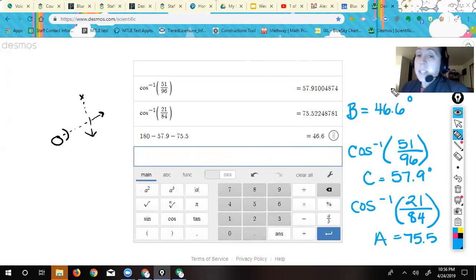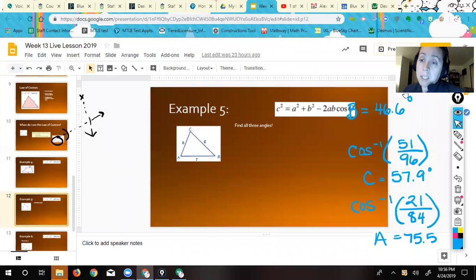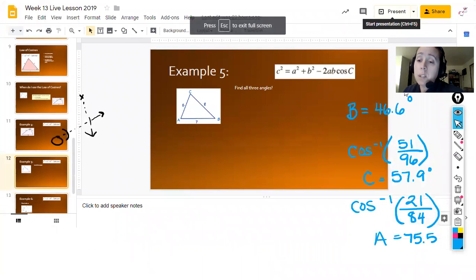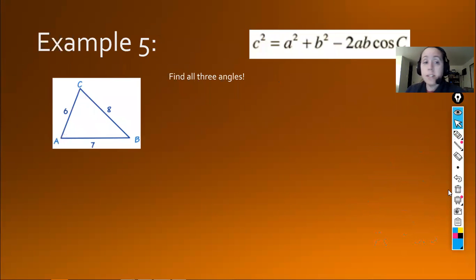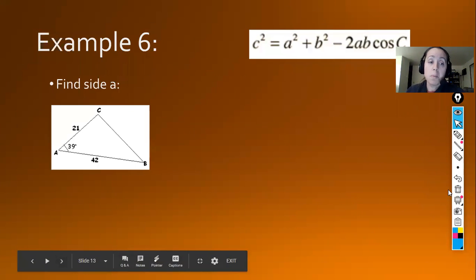So for our last angle, we just subtracted from 180 because you only need two angles and you can very easily subtract to find the other one. And that makes sense because look, angle B is opposite the smallest side. And look, angle B is the smallest angle. Isn't that cool? Yeah, it's pretty cool. All right, let's see one more example here.